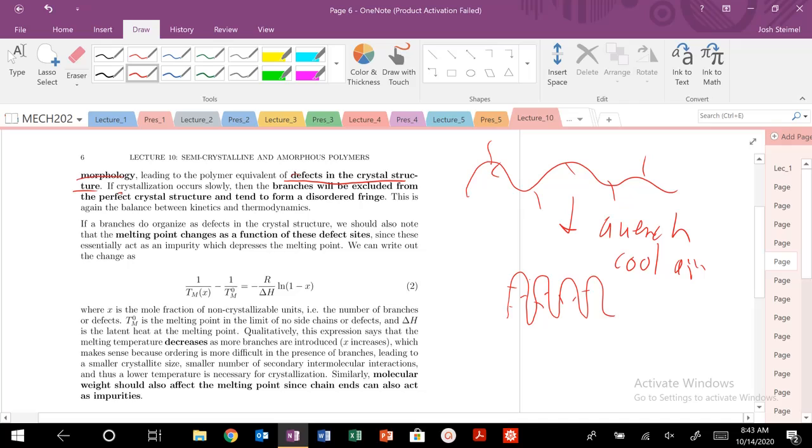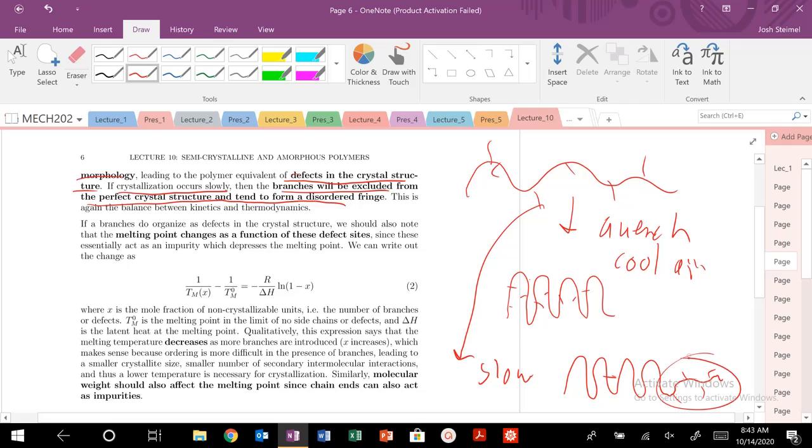But if I cool slowly, the polymer will exclude these branches from the crystalline region. So if I cool slowly instead, the polymer can look like this, and it'll exclude some of these branches. Again, there are always going to be some defects in here. So it'll form the crystal structure from the lamella, with this disordered fringe here. This is the balance we have to think about between kinetics and thermodynamics.